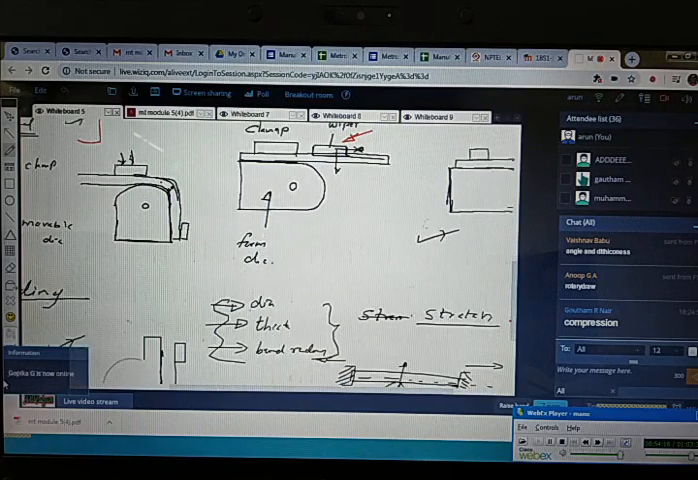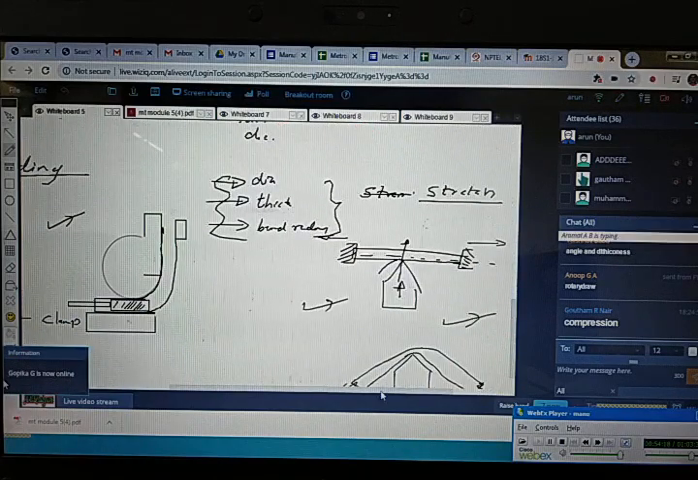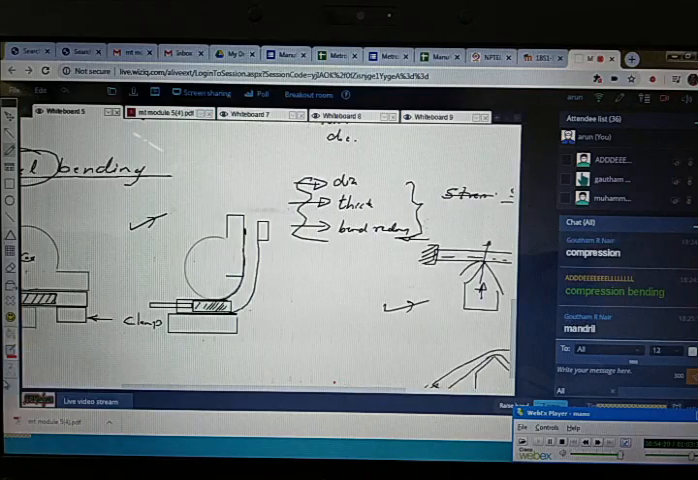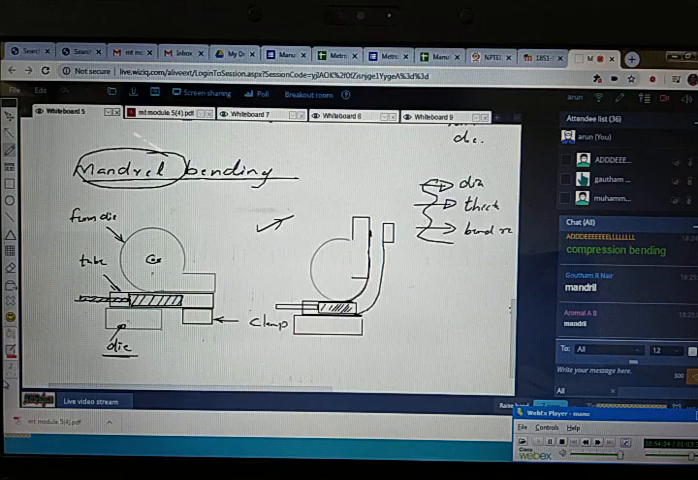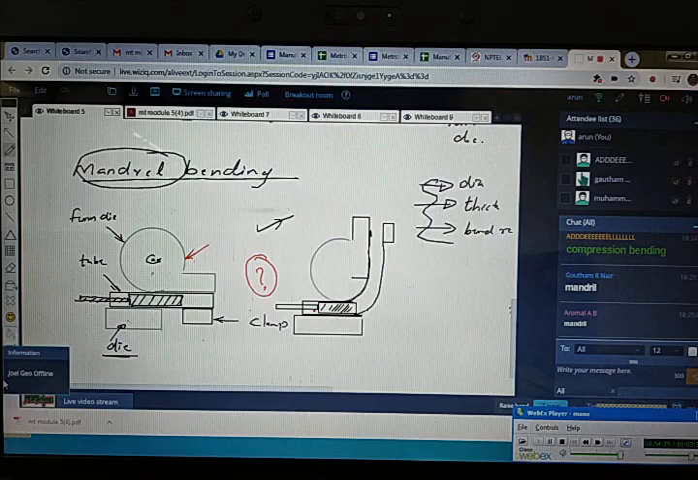And the next one is mandrel bending. In the case of mandrel bending, we can see that a mandrel is kept inside the tube. So the diameter at the end of that bend will remain constant, isn't it? That is, we will get the perfect diameter itself. In the previous two cases, the dimension will vary.